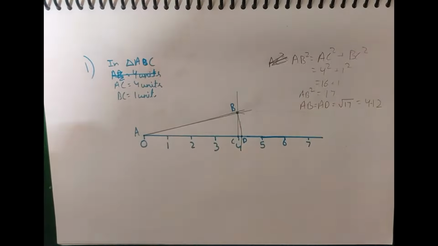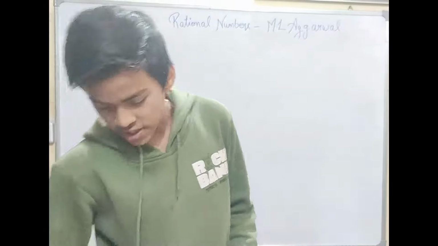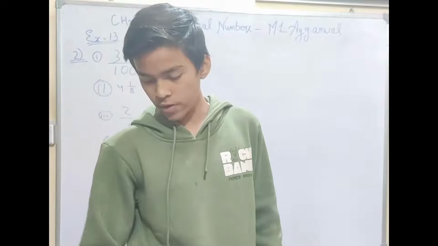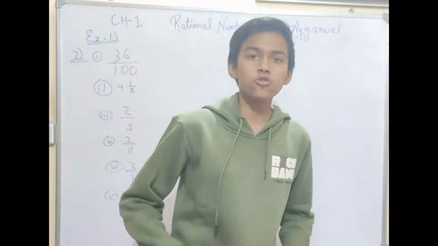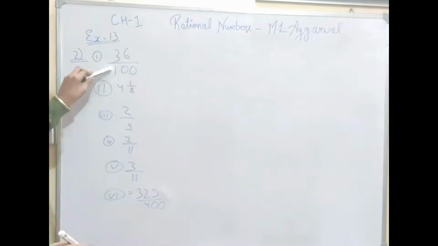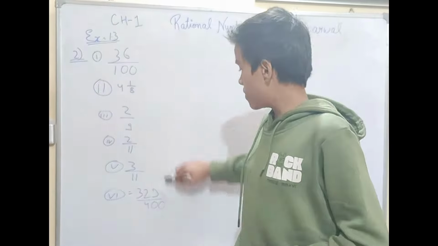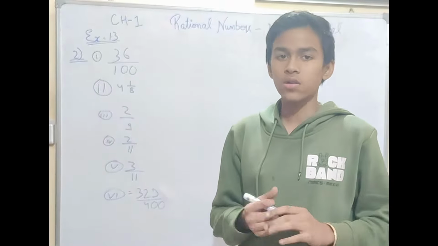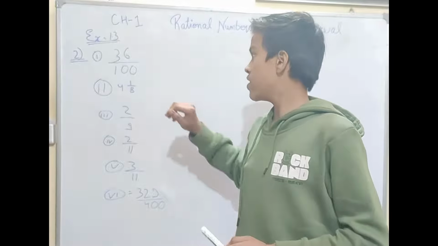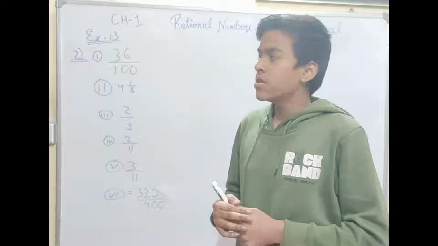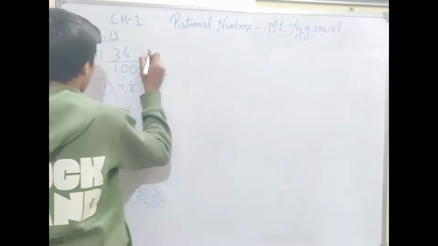Okay guys, our second question states: write the decimal expansion of each of the following numbers and say what kind of decimal expansion each has. Our first is 36 upon 100. First we need to write all of them in their decimal expansion. Decimal expansion is basically writing them in decimal, like 36 upon 100 is 0.36.